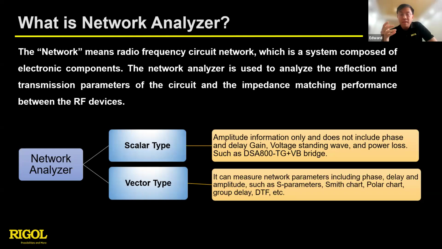For the vector type, we can include the phase information. That means we can do some advanced analysis with the Smith chart. Of course, after this, over the next several pages, we will introduce more about the Smith chart. And we can also do the polar chart for the group delay or phase delay, so that can cover the phase information in advance. Okay, so those are the basic categories of network analyzers, scalar and vector type.